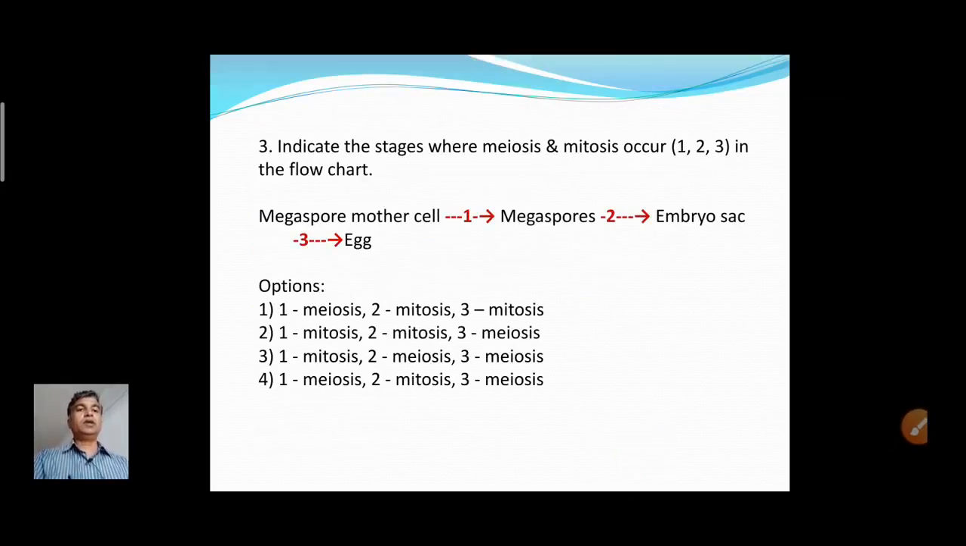So next question is the third one. Indicate the stage where meiosis and mitosis occur (1, 2, 3) in a flow chart.